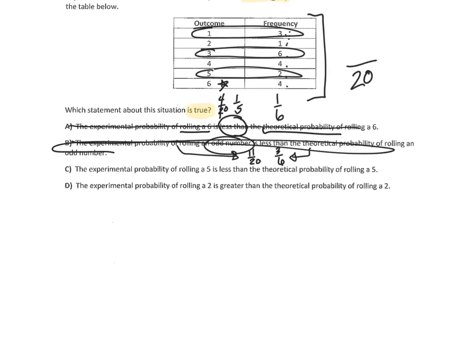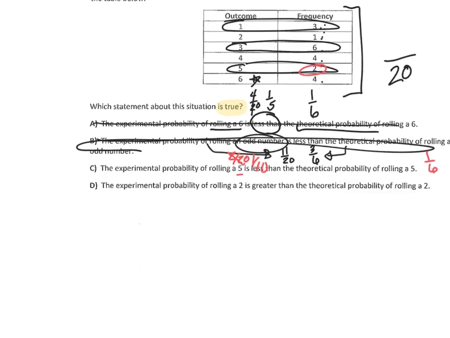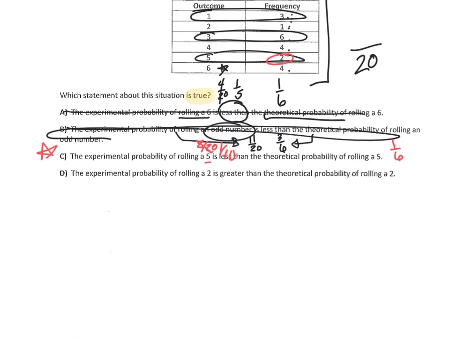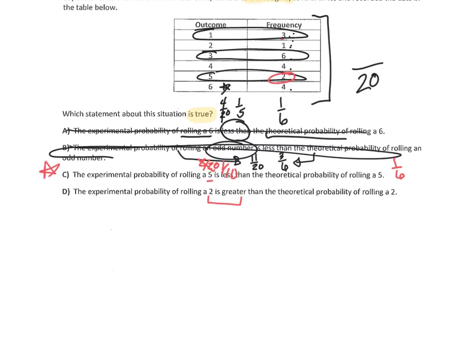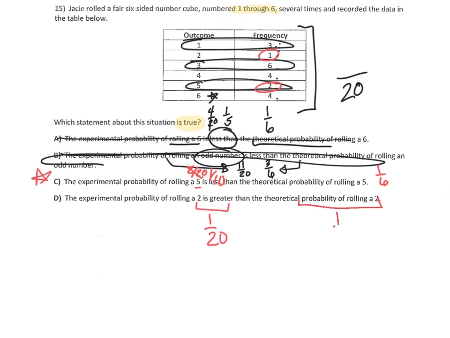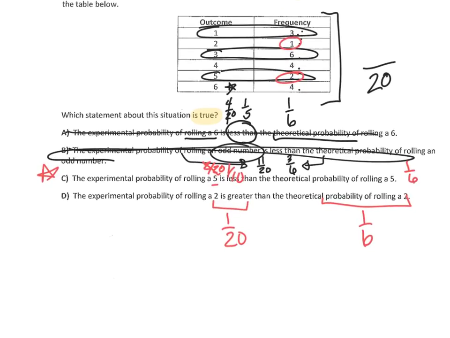C, the experimental probability of rolling a 5. So that would be 2 out of 20. That's right. Is less than the theoretical probability of rolling a 5, which would be 1 over 6. So the experimental, if we reduce it down, would be 1/10. So 1/10 compared to 1/6, that would be true. That would be less than 1/6. Or D, the experimental probability of rolling a 2, that would be 1 over 20, is greater than the theoretical probability of rolling a 2. No, it should be C.